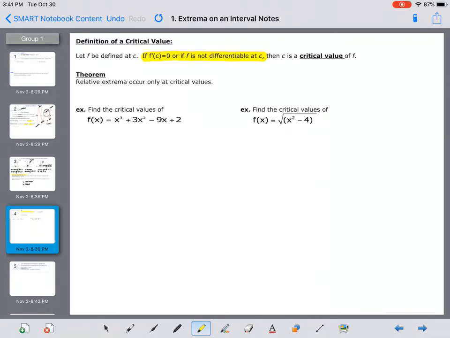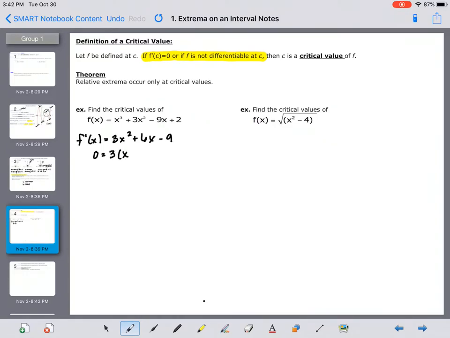So for example, if I wanted to find the critical values of the function x cubed plus 3x squared minus 9x plus 2, the first thing I would do is take the derivative. Okay. Basic polynomial function, a cubic function. The next thing I would do is set it equal to 0 and start to solve. But like with most polynomial functions, the way we solve them is in fact to use factoring. So that's exactly what I'm going to do here.